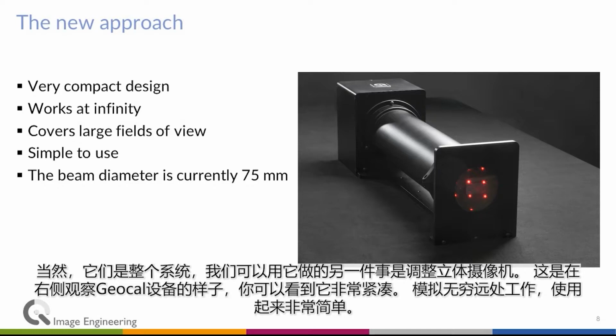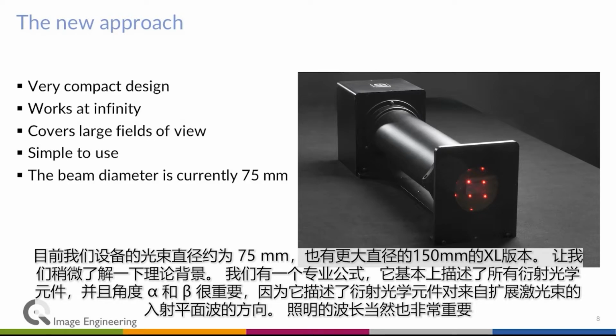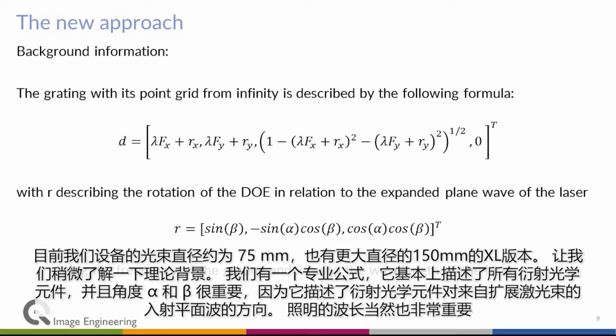This is what the device looks like. On the right-hand side, you can see it. So it's very compact. It works at infinity. It covers large fields of view. It's very simple to use. We'll see that in a practical demo at the end. And currently we have a beam diameter of around 75 millimeters. We plan to do a larger version in the future for various purposes, but that's what we currently have.